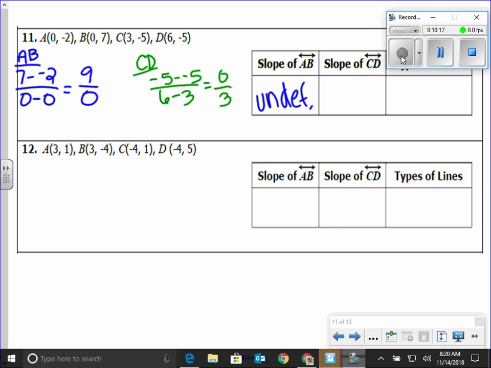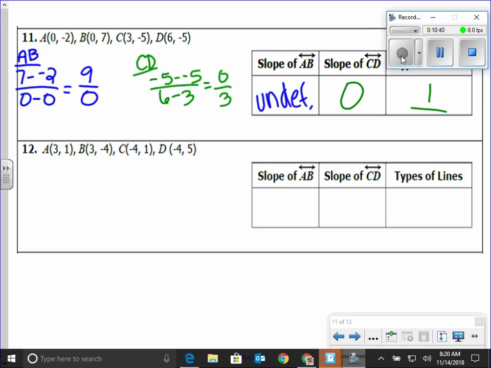All right, so we know that 9 over 0 for AB is really undefined. And then how about this one? 0 over 3, 0. And you need to tell me it's 0. If you leave it as 0 over 3, I'm going to mark it wrong. Understood? Okay, so now if AB has a slope of undefined and CD has a slope of 0, what type of lines are they? They are perpendicular to each other.